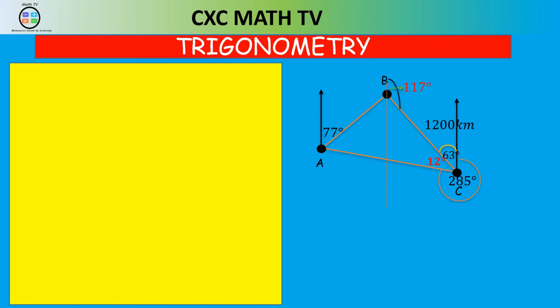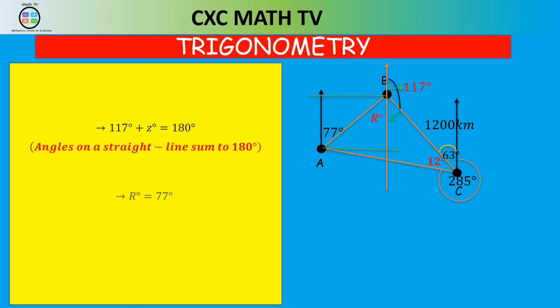So now, after we extend the north line at B, we're going to call the angle to the right of the north line at B Z. And we're going to call the angle to the left of the north line R. Now, what do we know? We know that angles on a straight line sum to 180 degrees. And so what we're saying then is 117 plus Z is 180. Also, we know that angle R is going to be 77 degrees because of Z angles.